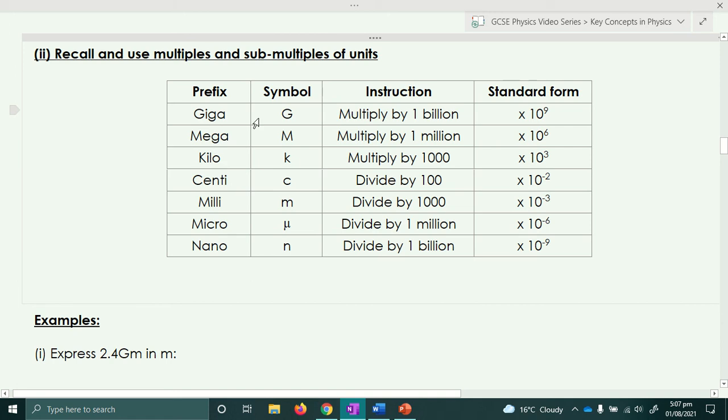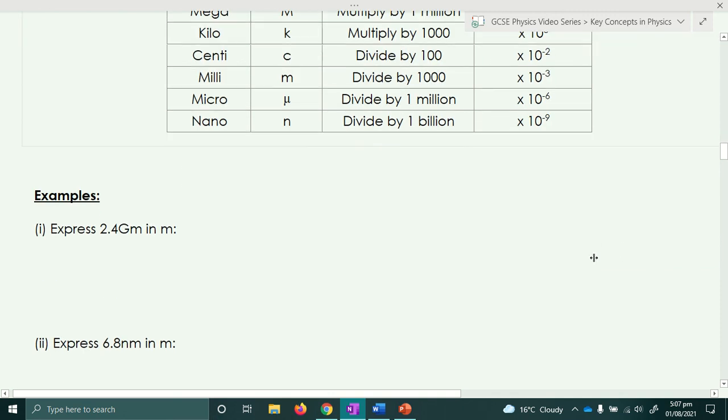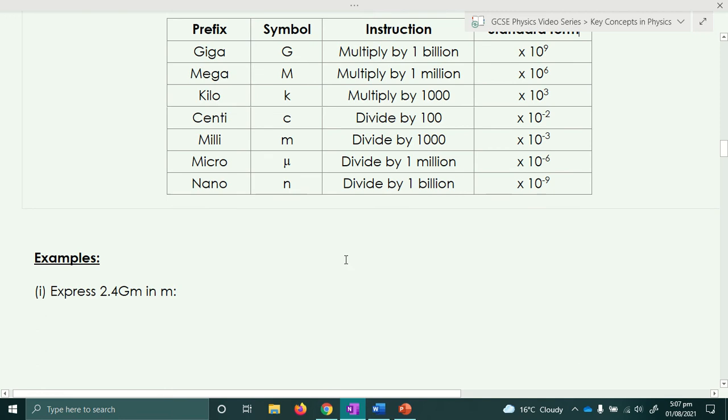There are quite a lot more than this. Those of you who do computer science will come across tera, which is the next one up from giga, and like exo and stuff like that. There are ones smaller than nano as well. I think pico is the next one, and then femto after that. So this isn't a complete list, but these are the ones you're going to be expected to know for GCSE level. So let's actually get into some examples so we can see what they are in action.